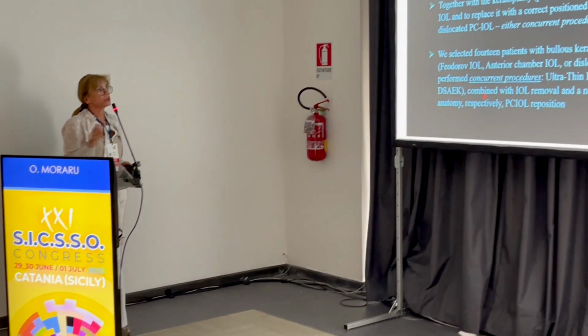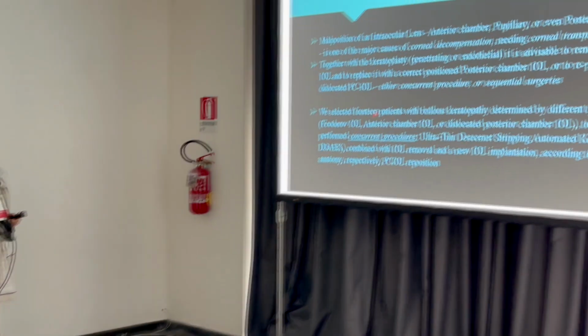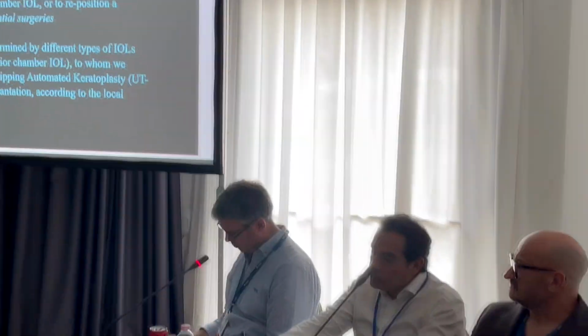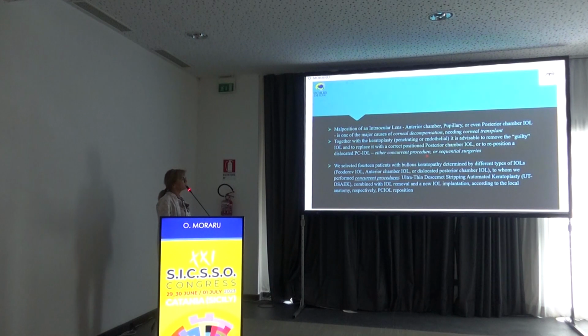Together with the keratoplasty, either penetrating or endothelial, it is advisable to remove the guilty IOL and to replace it with a correct position posterior IOL, far from the cornea and from the graft. And you can do this either in concurrent procedures or sequential surgeries.